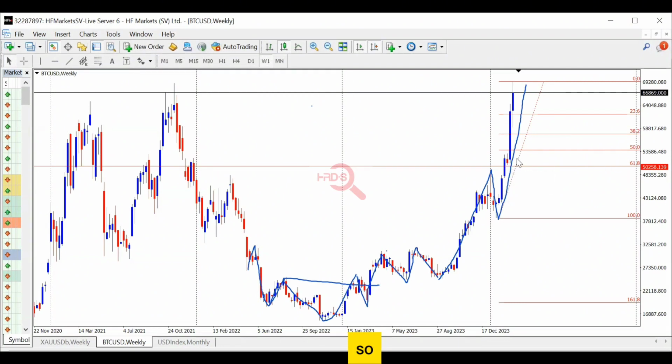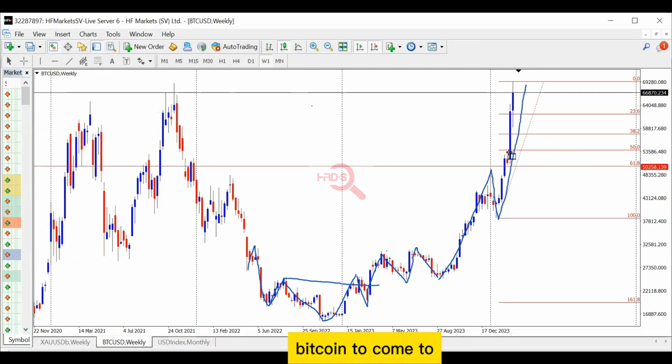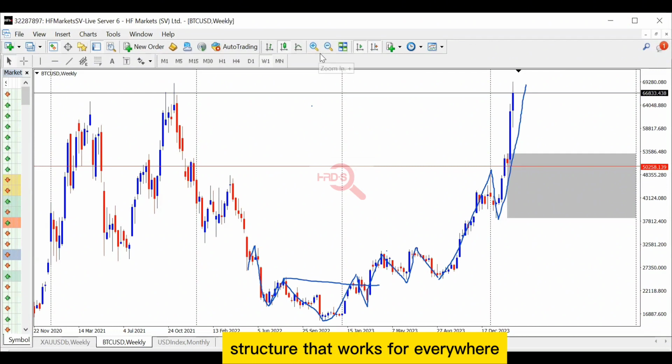All right, so this zone is what I'll be waiting for Bitcoin to come to. Okay, I'm not saying I'm going to take action. I will also wait to see change of character inside this zone. So I will delete off this. Anything happening here, I'm not interested. Do you understand? This is market structure that works everywhere. Then I've marked this place.